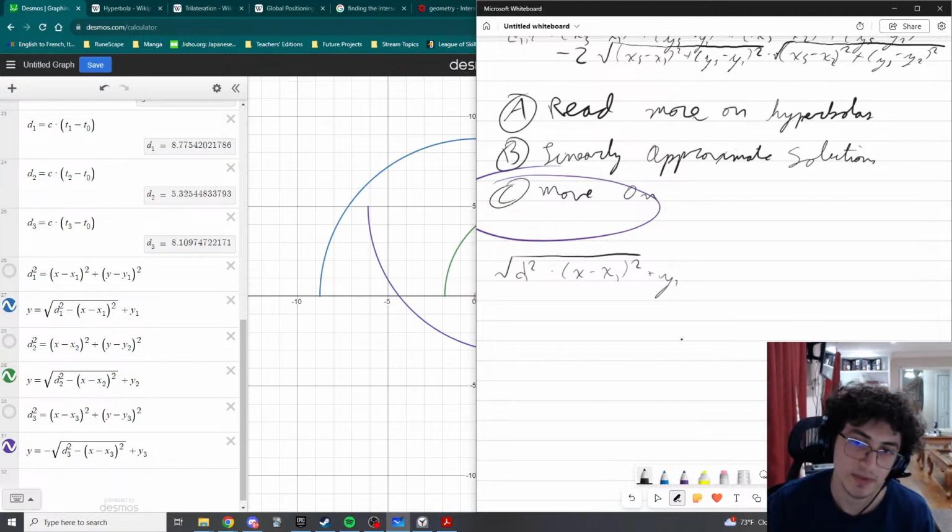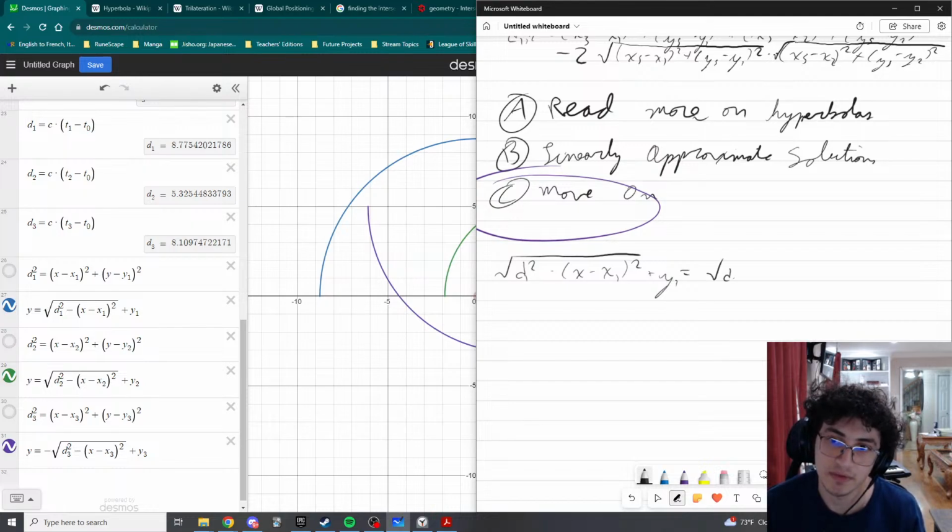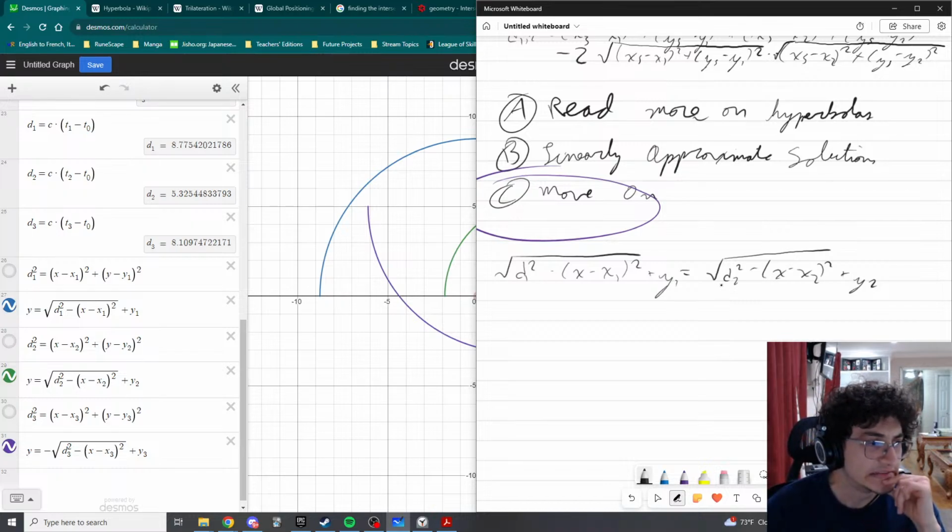Oh well. Okay, let's see what happens first. Let's set that equal to this one, d2 squared minus x2 squared, square root, plus y2. And then wait, this does get messy very fast. This gets messy very, very fast.